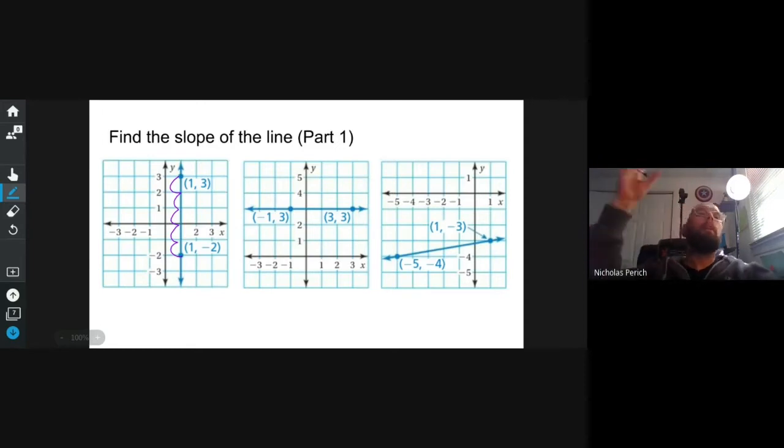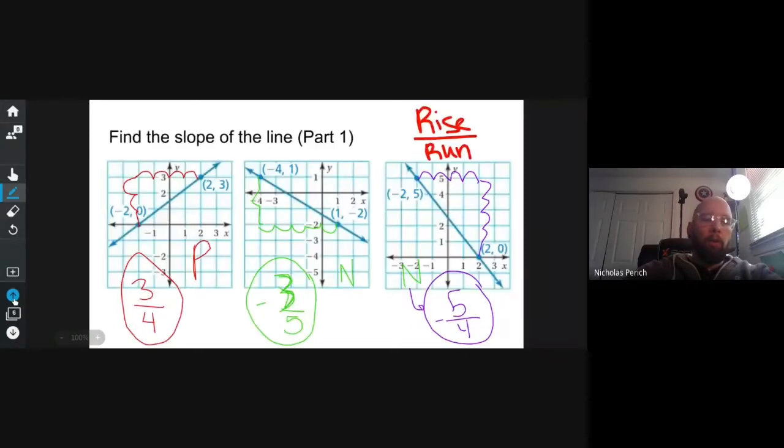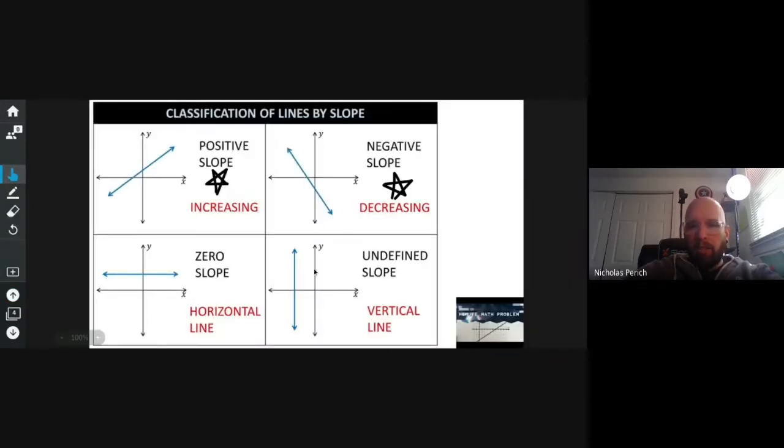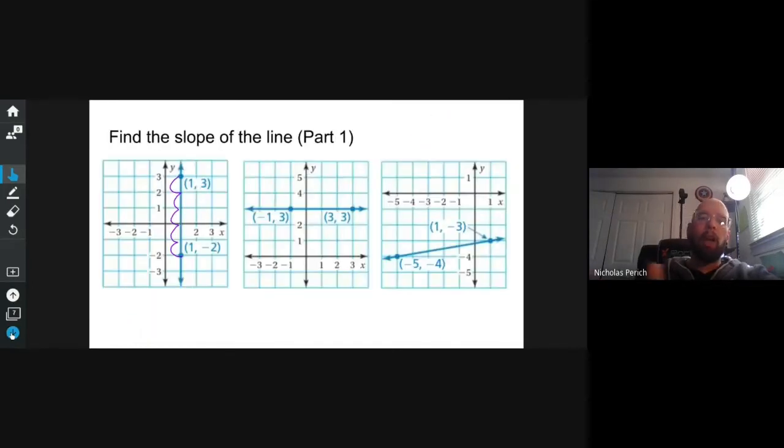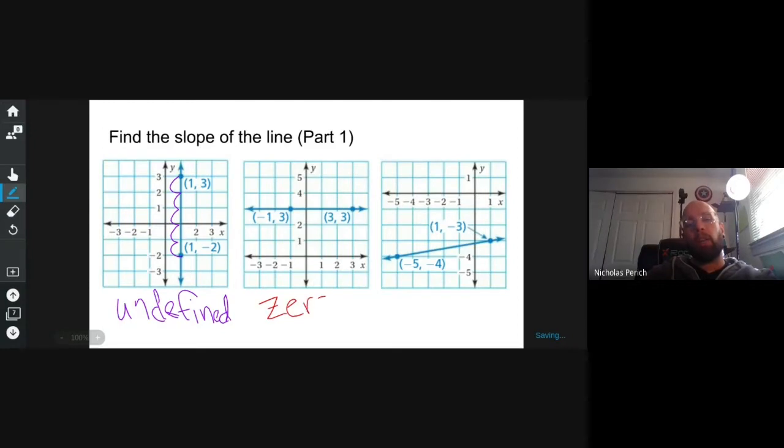Oh, I forgot. In this slide over here, we said that a vertical line has an undefined slope. A vertical line has an undefined slope. Undefined. If a vertical line has an undefined slope, that means this horizontal line has a slope of 0 because of the same slide.